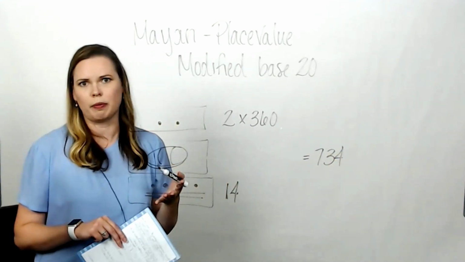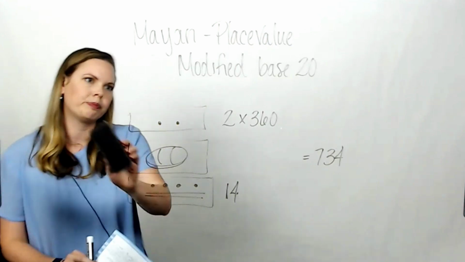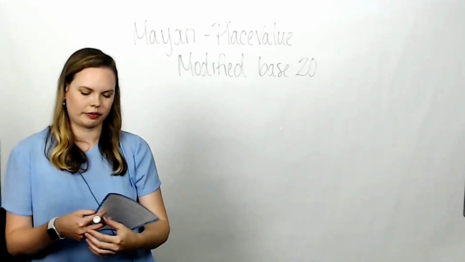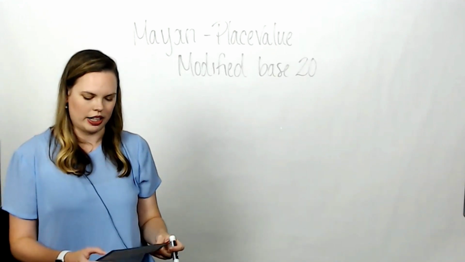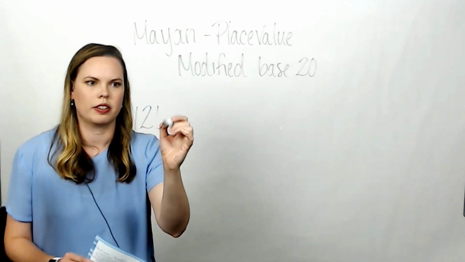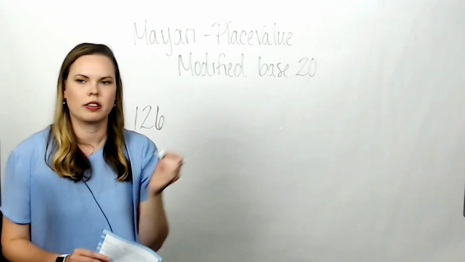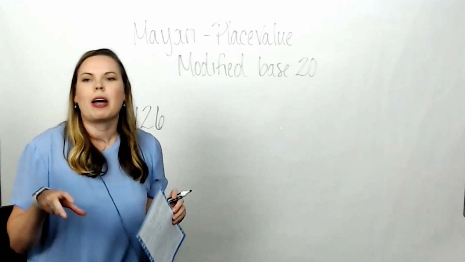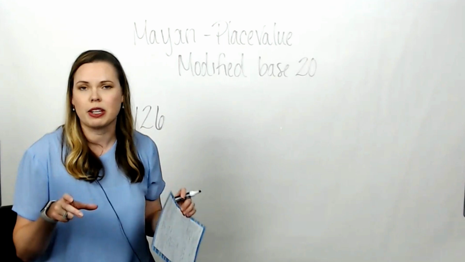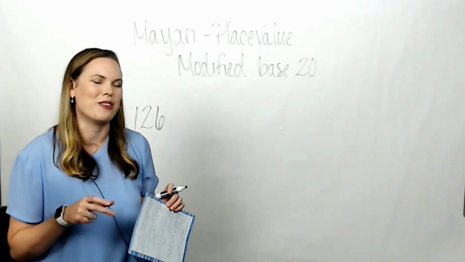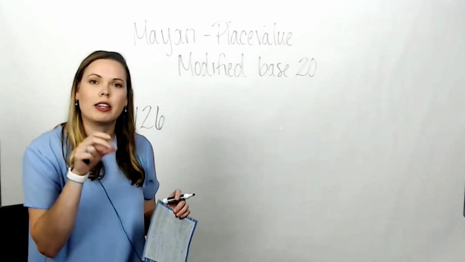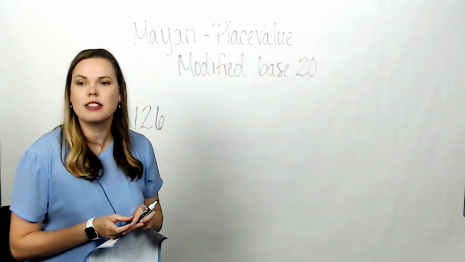All right, let's try it the other way. Let's look at a base 10 number and represent it in Mayan. Let's try 126. Think about your powers of 20, or rather the modified powers of 20 that the Mayans use for their place values: 1s, 20s, 360s. Think about the biggest one that will fit into this, and it is 20.